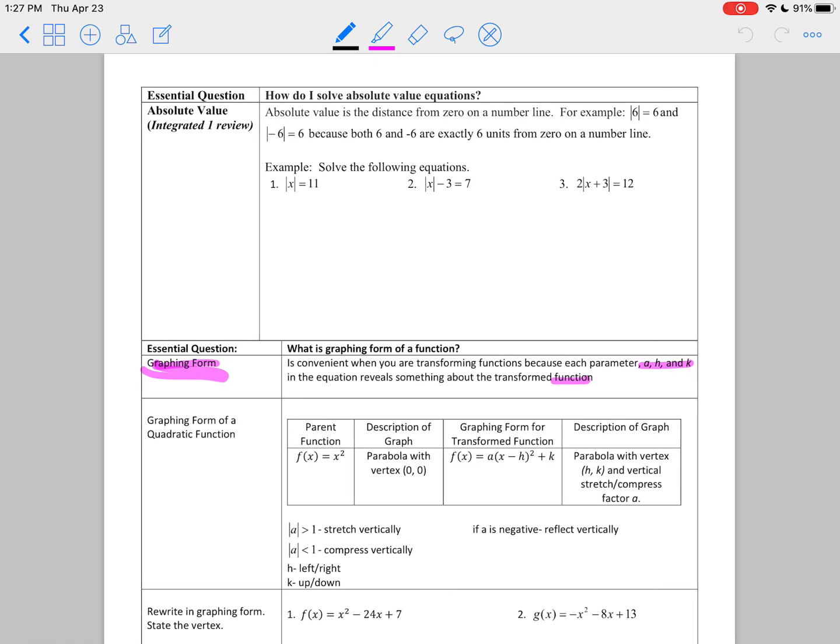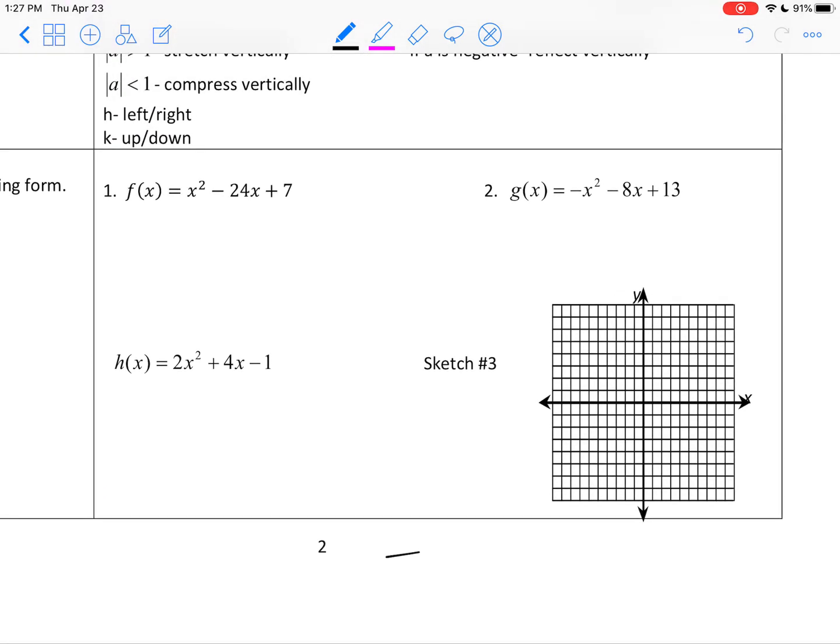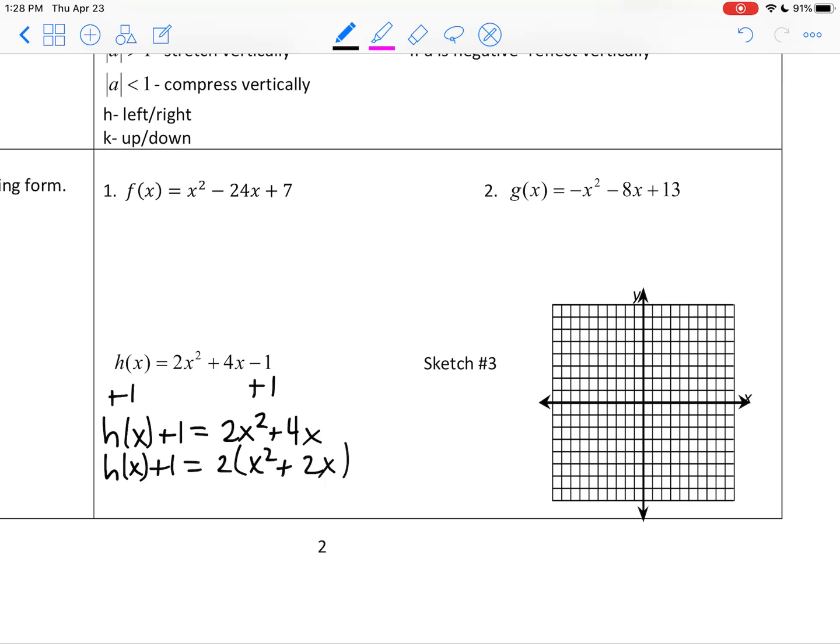Okay, last one. And then I'm going to show you how to graph these. Really, really easy to graph them. Okay, same thing. We're going to move the 1 to the other side. We have a 2 in front of the x squared, so we're going to factor that out. Now complete our square.